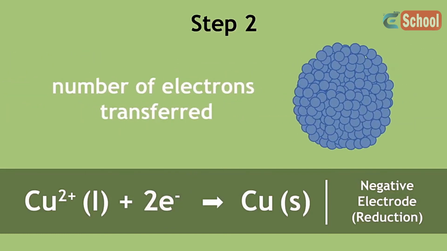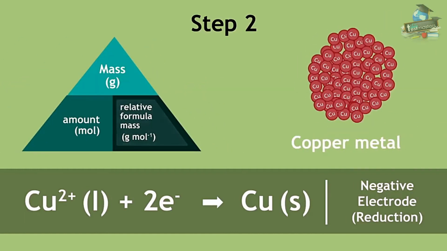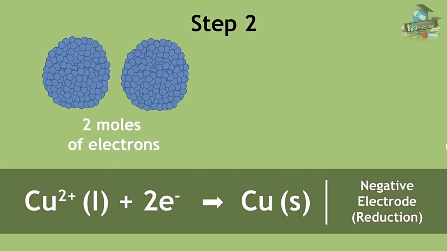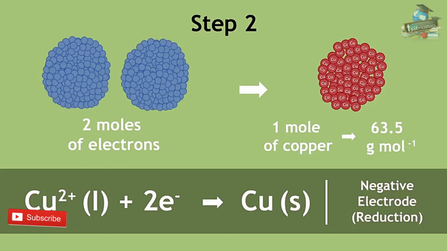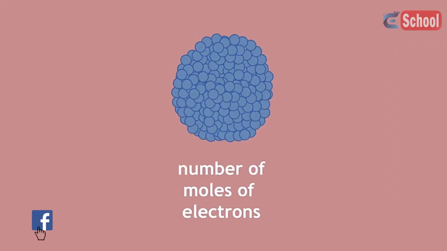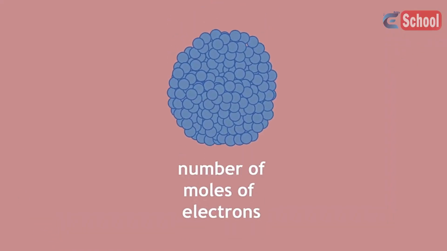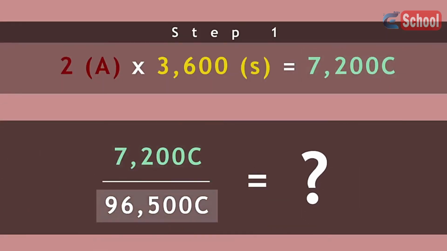Step 2. Using the equation from before, you should recall that 2 moles of electrons are transferred. So, there is a relationship between the number of electrons transferred and the molar mass of copper metal, which is that for every 2 moles of electrons transferred, 1 mole of copper is produced at 63.5 grams per mole, its molar mass. Remember, 96,500 coulombs represented every 1 mole of electrons transferred. We next need to find the number of moles of electrons that were actually transferred in our reaction. This you can do by dividing the answer from step 1 by 96,500 coulombs. Do this now and resume the video to check your answer.